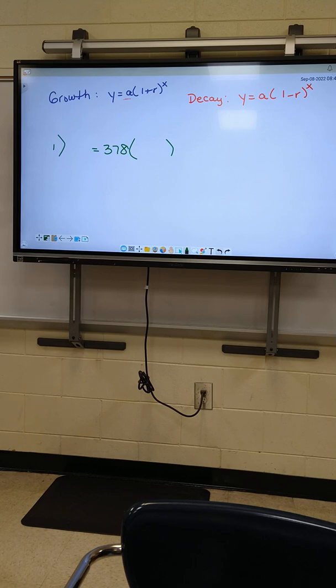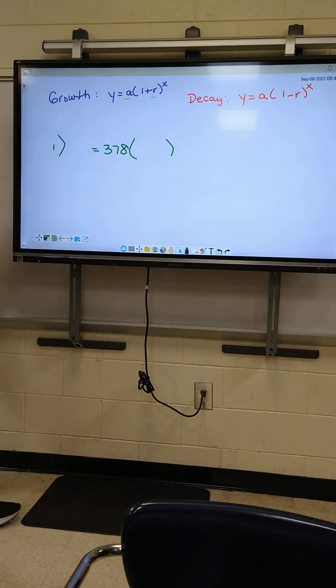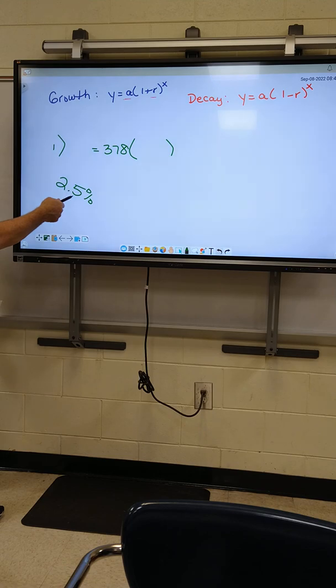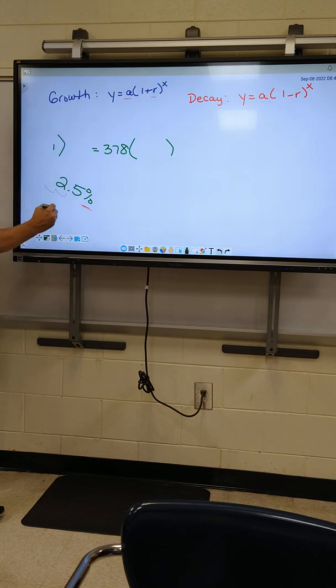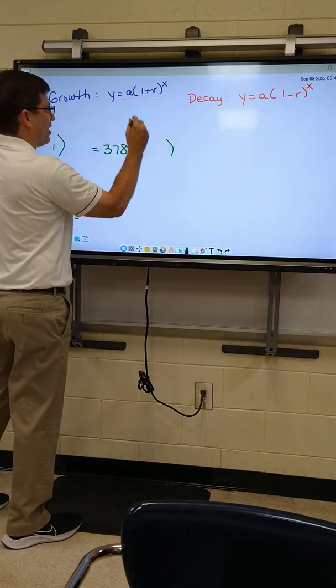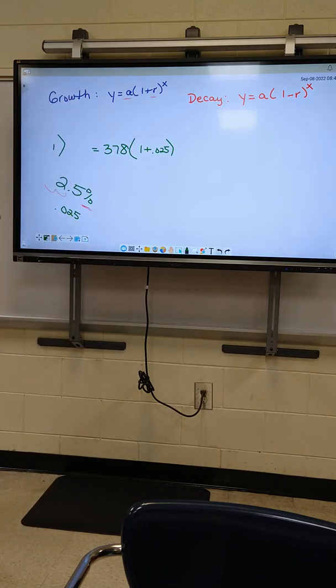The account pays 2.5% interest compounded yearly. You guys want to guess where the interest goes? Interest is interest rate, so it goes for R. So now watch, I got to show you something. 2.5%. You guys are supposed to know this. You cannot put a number in a formula if it's got a percent sign. What do you have to do first? Move the decimal point back twice. So we're going to put in 0.025. Put it in that spot right there. 1 plus 0.025. Let's keep reading it.